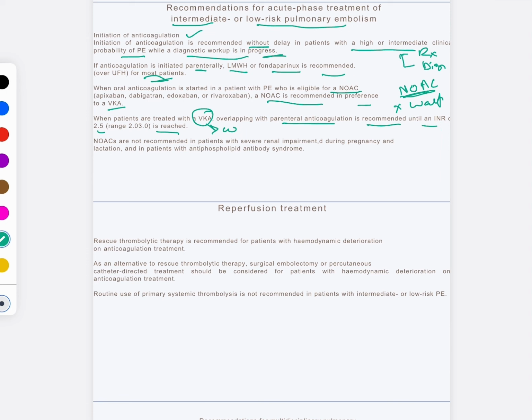NOACs are not recommended in patients with severe renal impairment, pregnancy and lactation, and antiphospholipid antibody syndrome. So there are certain contraindications for non-vitamin K oral anticoagulants: renal impairment, pregnancy, lactation, and antiphospholipid syndrome.